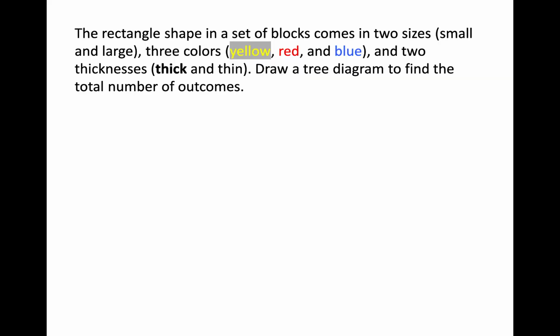So a rectangle shape in a set of blocks comes in 2 sizes, small and large, 3 colors, yellow, red, and blue, and 2 thicknesses, thick and thin. Draw a tree diagram to find the total number of outcomes. So we are constructing a sample space to see how many different options we have for this rectangular shape that comes in a set of blocks.